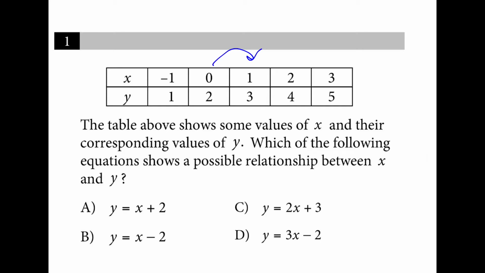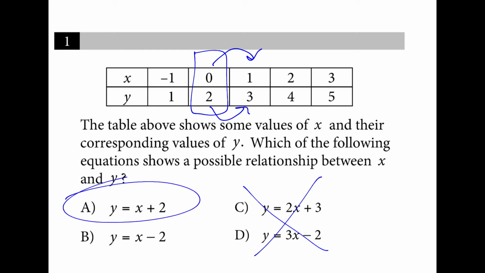Notice as X increases by 1, so does Y, so the slope is 1. That rules out these 2. And when X is 0, Y is 2, so the intercept is 2.